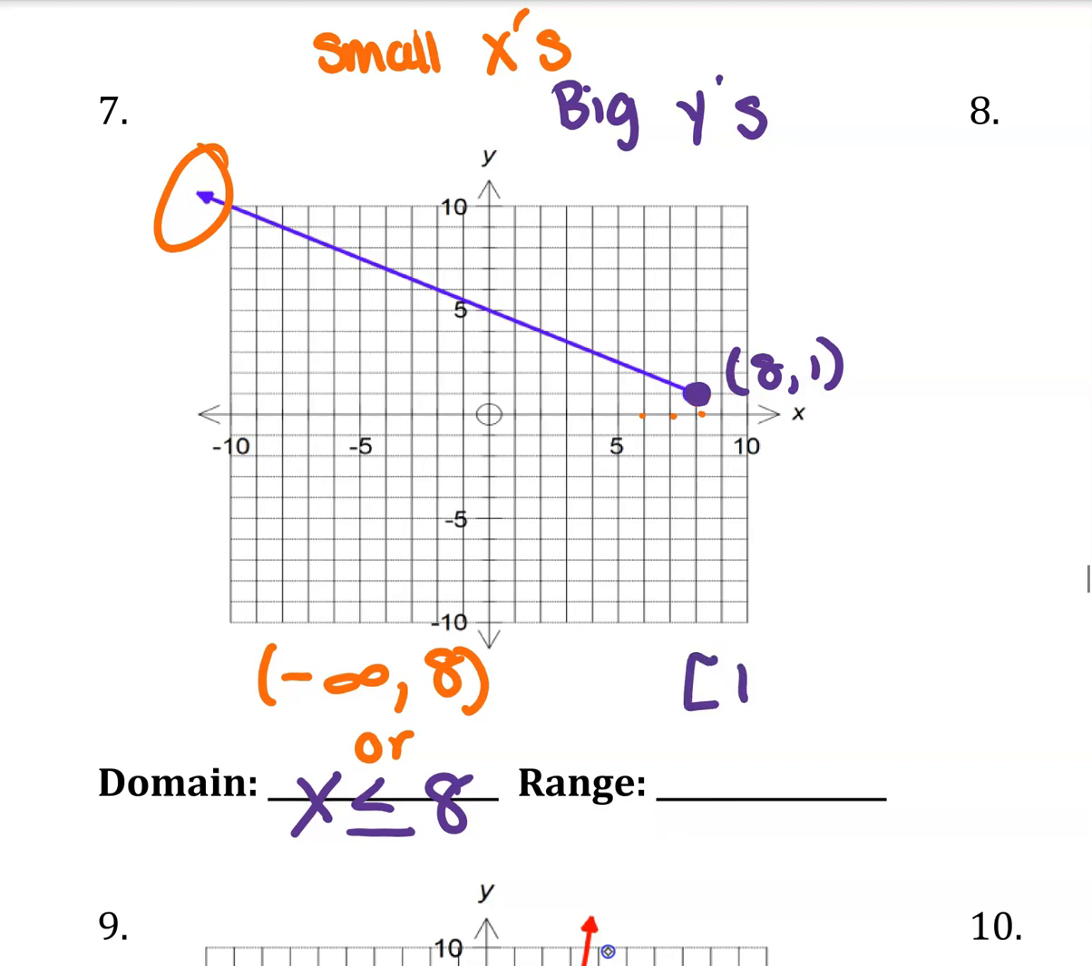Ooh, I made a mistake over here. This needs to be a bracket, my bad, because that is a closed circle. Infinities never, ever get brackets because you can't include infinity. It goes on and on and on forever, so you can't actually include it. So 1, and then it's getting bigger, so my biggest value is infinity, parentheses. And then if you're doing your inequality, we just said the y's are getting bigger, so you'd put greater than or equal to 1.